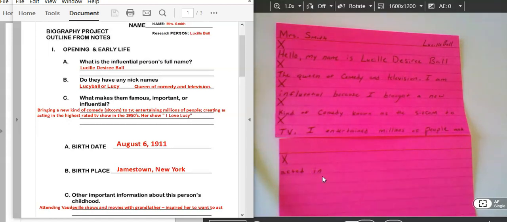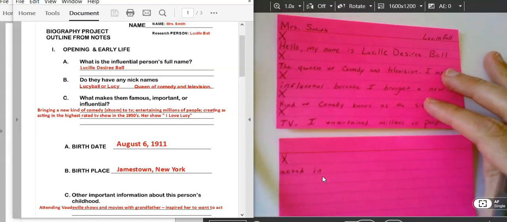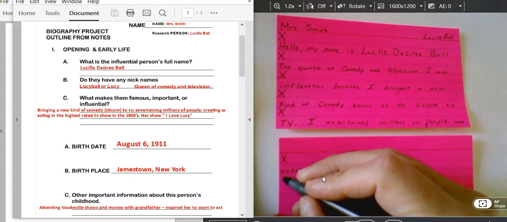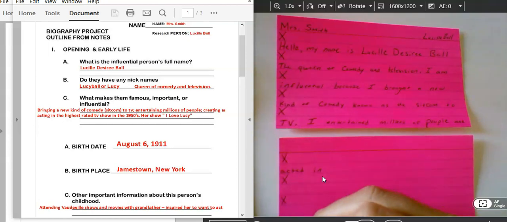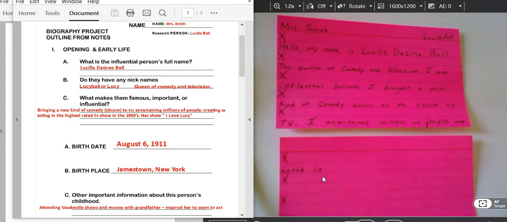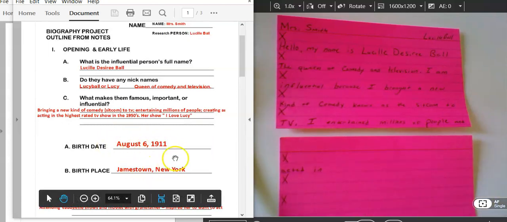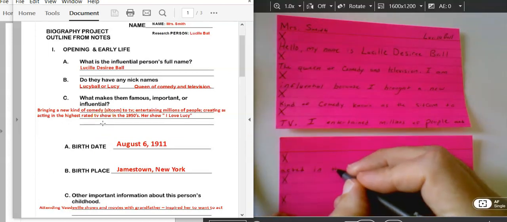Now, when you have this, meaning you went from one note card to a second note card, we encourage you to once again skip lines. You can remind yourself to skip lines by placing an X, like I'm doing here, on every other line, and continue writing in the first person. Where did I get this information from? My research. So over here, when I want to know how did she entertain millions of people, I wrote it right here in section C of part 1 by creating and acting in the highest rated TV show in the 1950s.